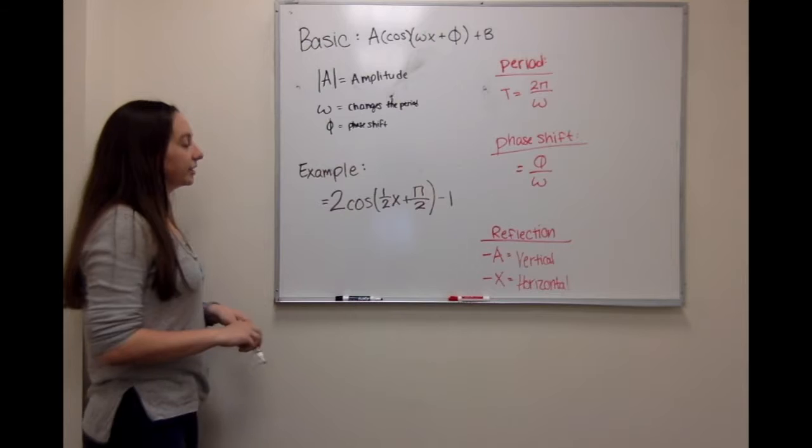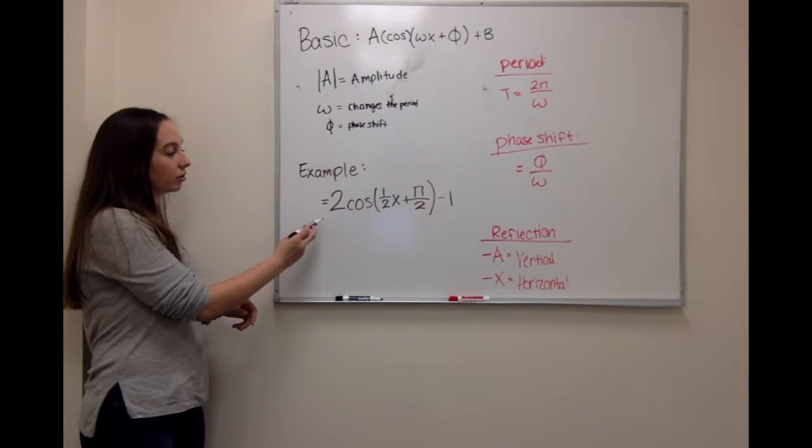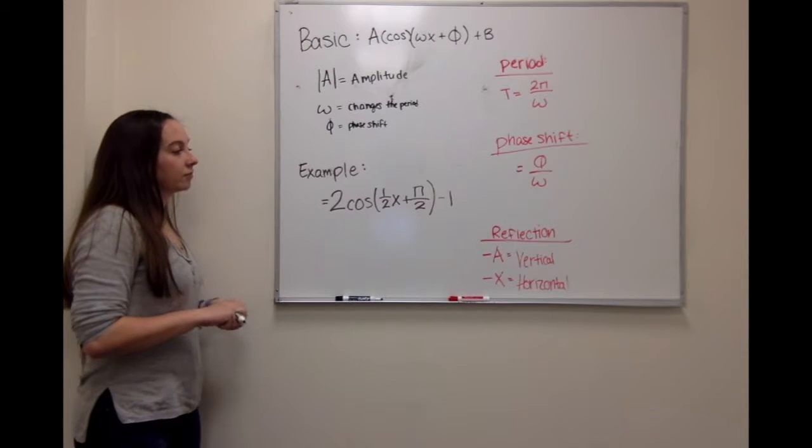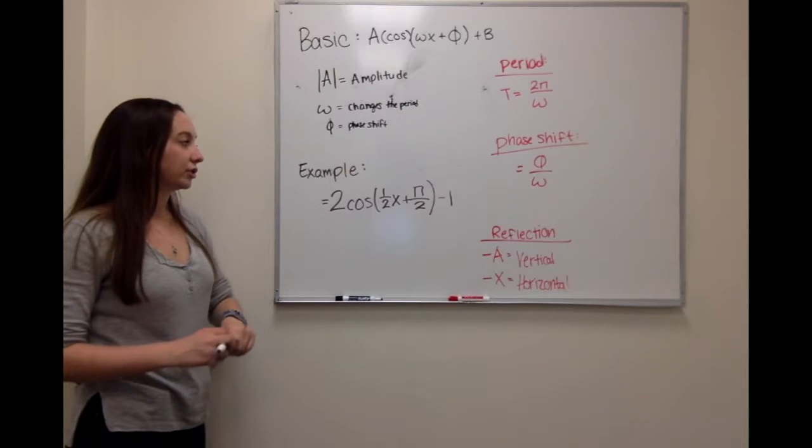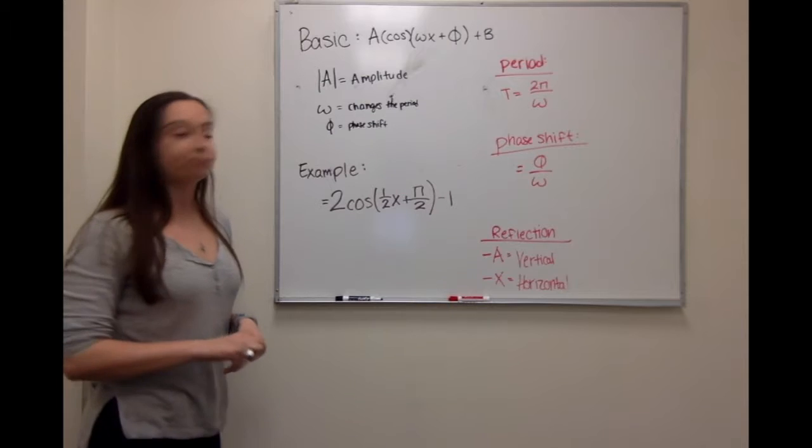So this is going to be our example: 2 cosine of parentheses 1/2 x plus pi over 2, close parentheses, minus 1.